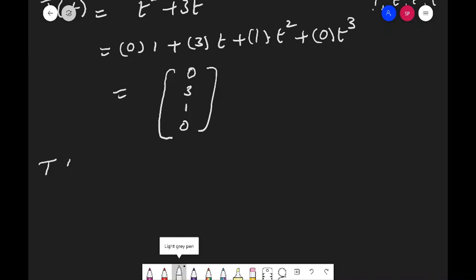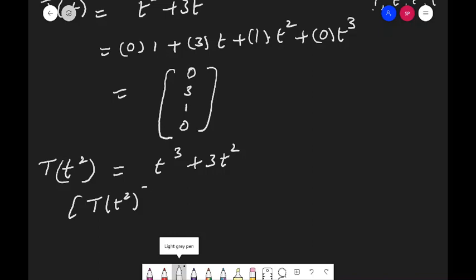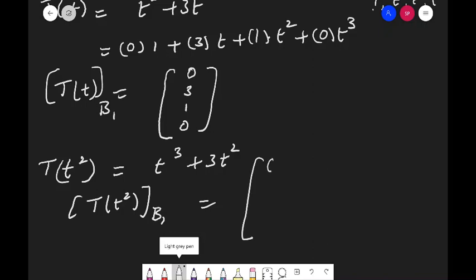Now the next one I have is T of t square, which is t cube plus 3t square. So let us write directly without looking at the other. Directly let us write the coordinate vector of T of t square with respect to B1. I don't have a constant, so 0. I don't have a t term, so it is also 0. I have a t square term, and its coefficient is 3. I have a t cube term, and its coefficient is 1.